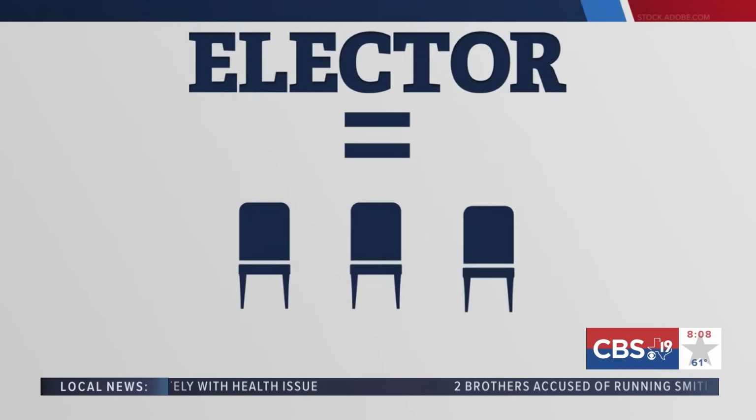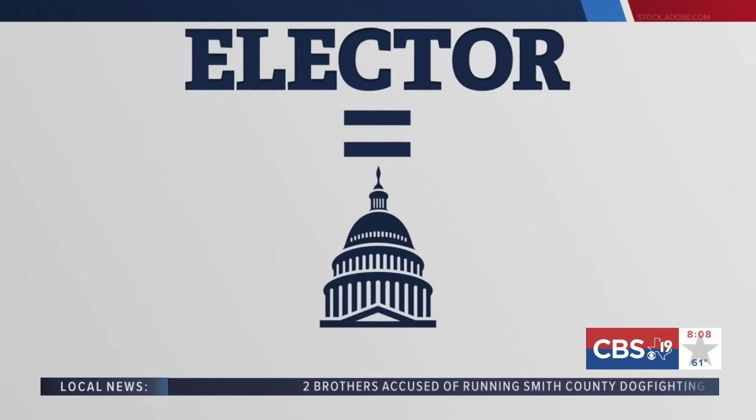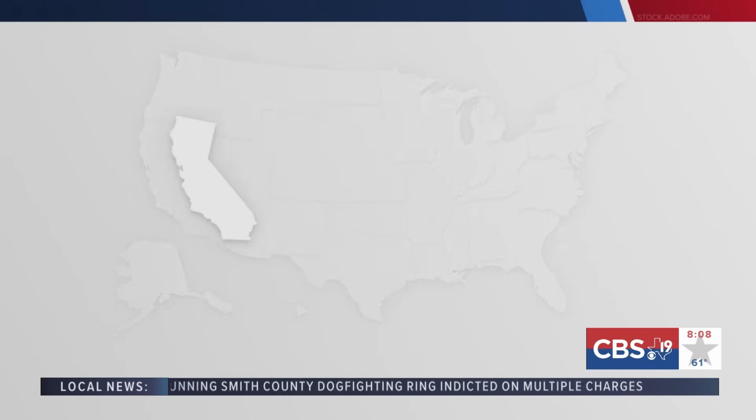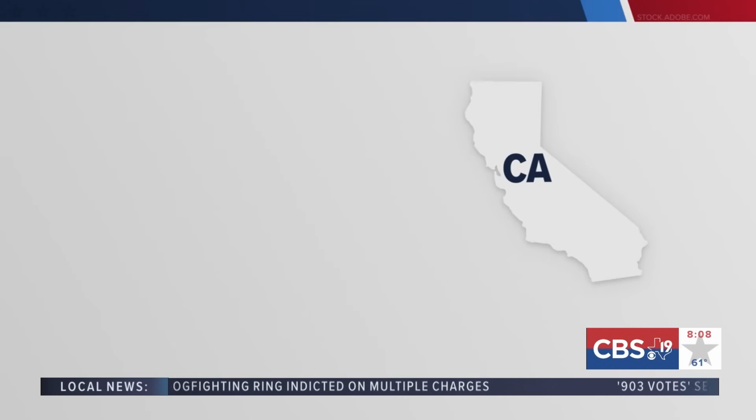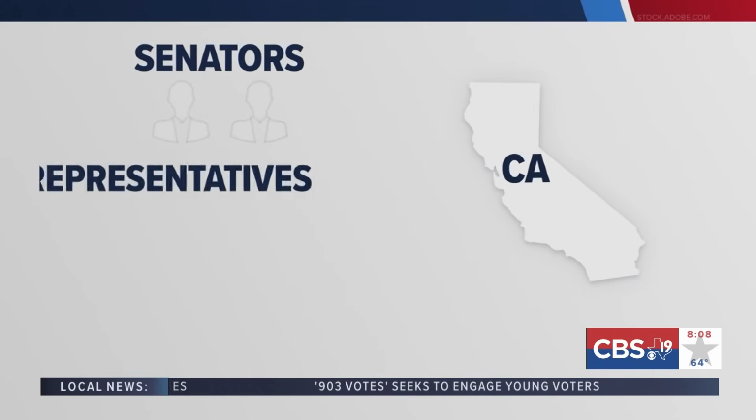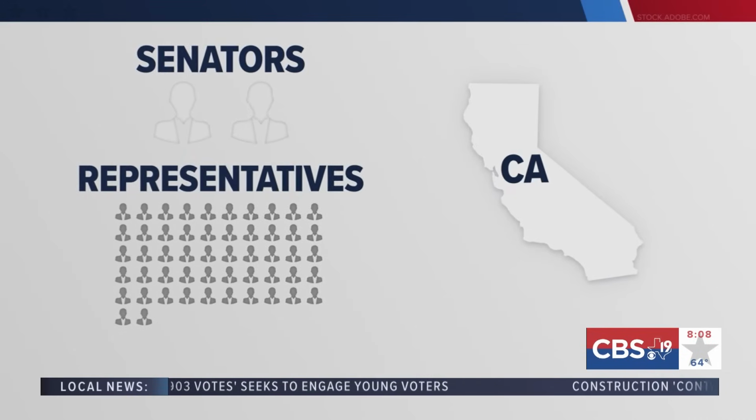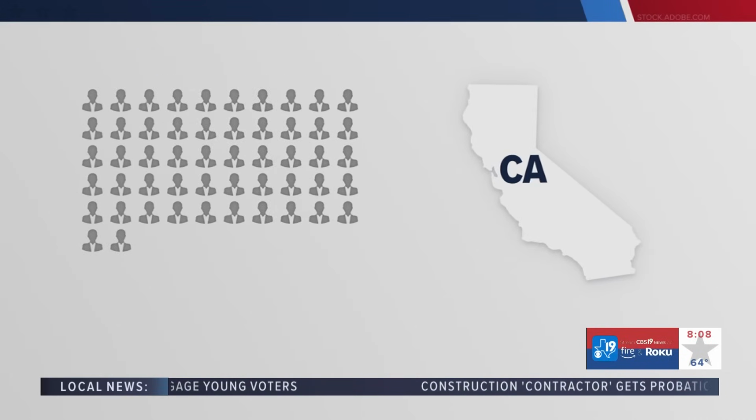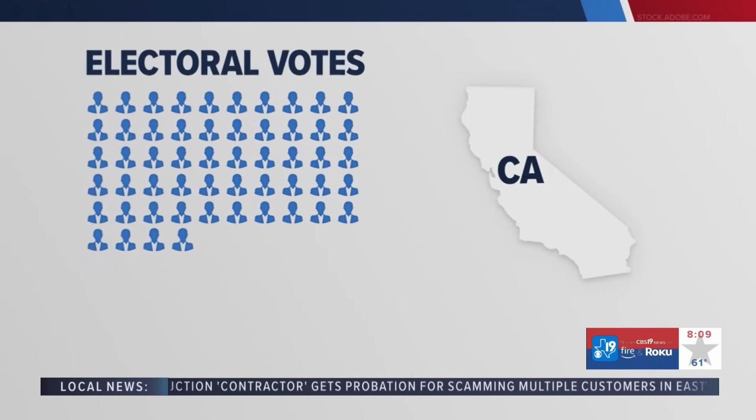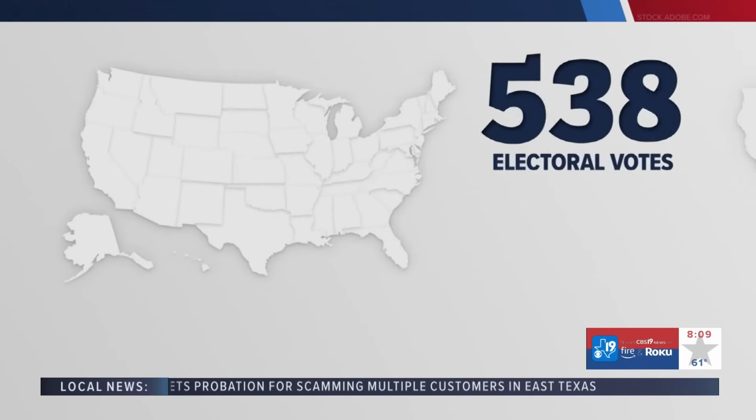The number of electors in each state is determined by how many seats in Congress the state has, and that number is based on the state's population. So, for example, let's look at California. Every state has 2 senators. So right off the bat, that's 2 electors. California, the most populous state, has 52 representatives in the House. So the Golden State gets 54 total electors. Whichever candidate wins, California gets all 54 electoral votes.